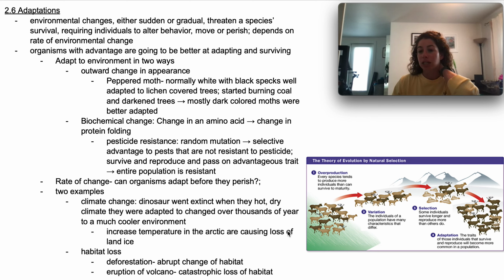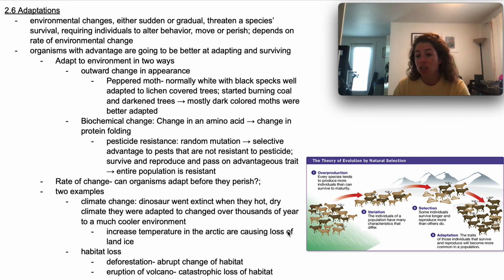So adaptations allow organisms to survive in areas that maybe they weren't able to survive in before. Environmental changes, whether they are sudden or gradual, threaten a species' ability to survive. So these species either have to change their behavior so they can survive, move to an area where they can survive, or they will die. And it basically depends on how fast that environmental change is happening. If it's happening very fast, it's harder for individuals to do one of those things, and generally they will perish.